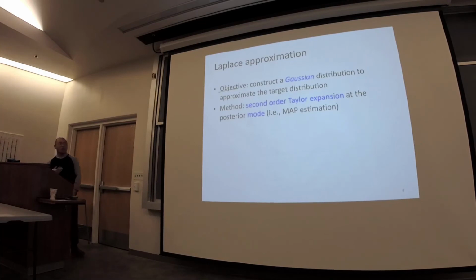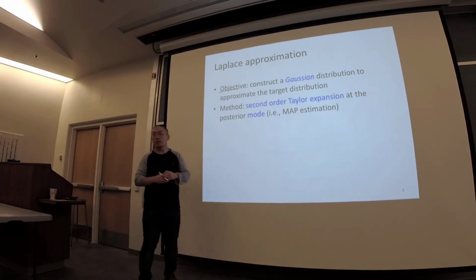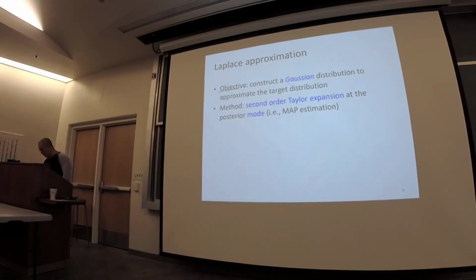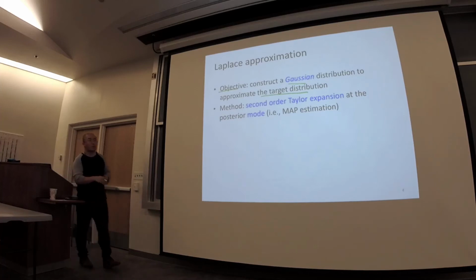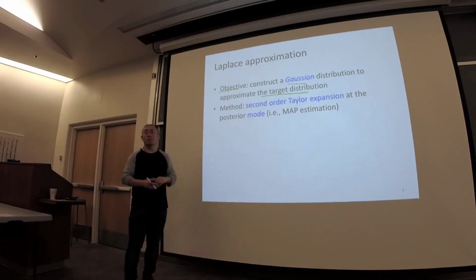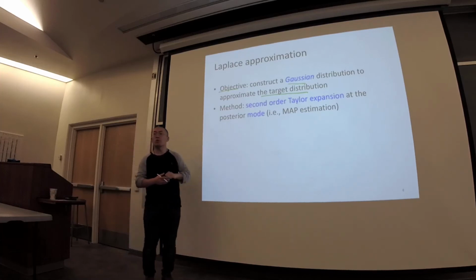The key idea of Laplace approximation, that's my one sentence summarization: I just construct a Gaussian distribution to approximate the target posterior distribution. That's it. No matter what kind of posterior distribution it is, I just construct a Gaussian distribution. Then the key question is how can we construct such a Gaussian distribution, right?